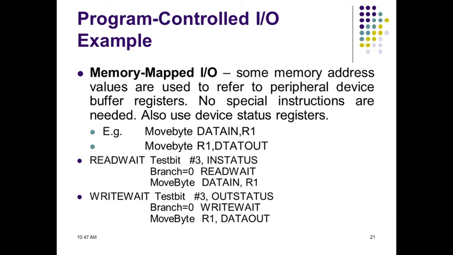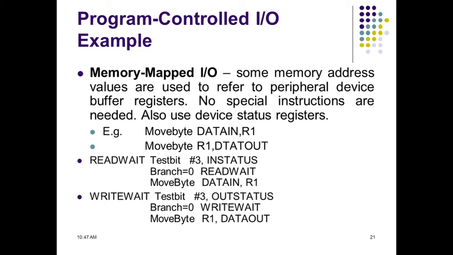Many computers use an arrangement called memory mapped IO, in which some memory address values are used to refer to the peripheral device buffer registers, such as data in and data out. Yes, data in and data out are the buffer registers which will hold the character. So no special instructions are needed to access the contents of these registers. Data can be transferred between these registers and the processor using the instructions already discussed, such as move instruction, load instruction, store instruction, and so on.